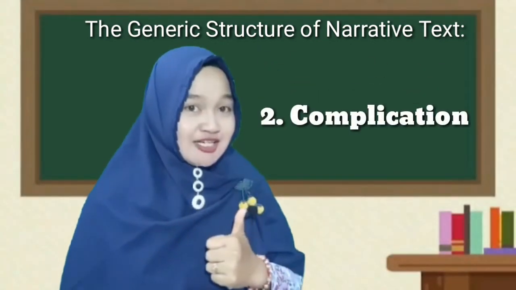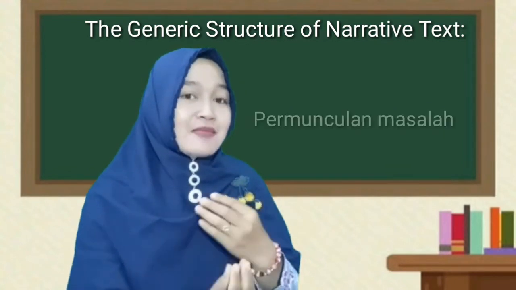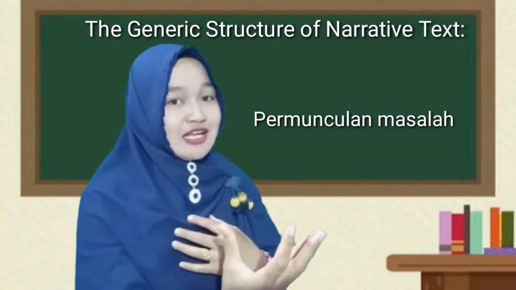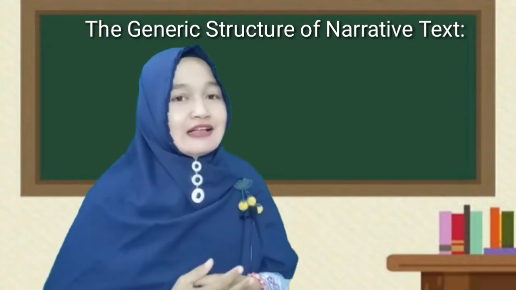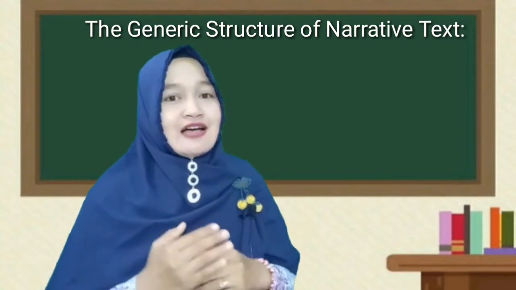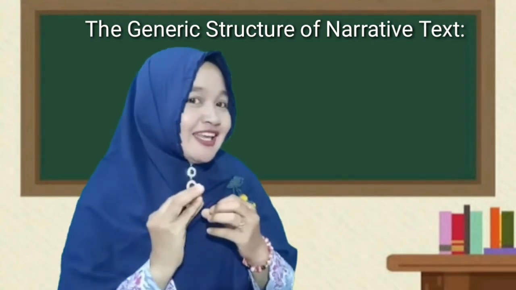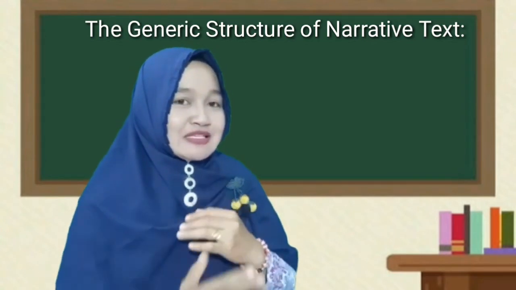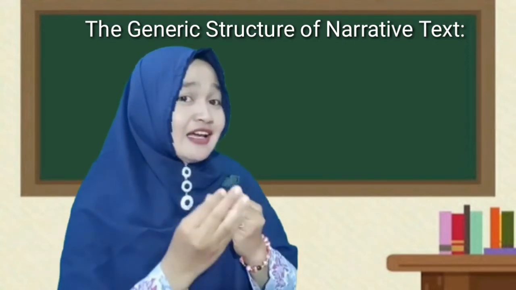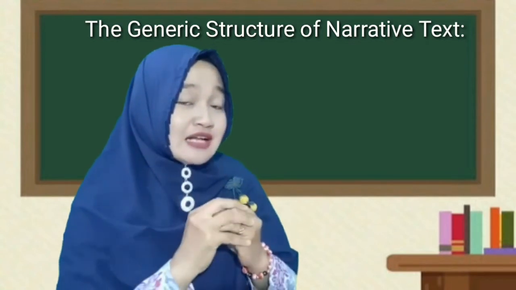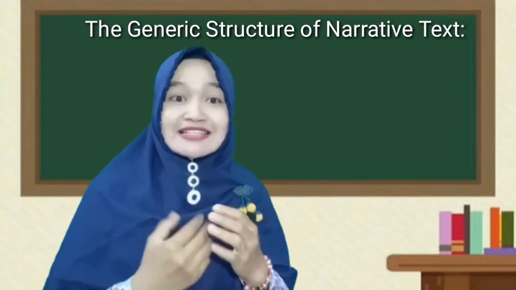Ya, complication ini artinya adalah permunculan masalah, ya. Masalah yang ada muncul di dalam cerita itu sudah terjadi. Kalau di cerita tadi diawali dengan apa? Masalah yang terjadi ketika si tikus mulai mengganggu. Ya, si tikus mulai mengganggu tidurnya si lion. Nah, di situ permasalahan muncul. Nah, kemudian masalah kedua, apa masalahnya? Ketika si lion mulai terjerat jaring oleh si pemburu. Nah, itu adanya kemunculan masalah di situ.